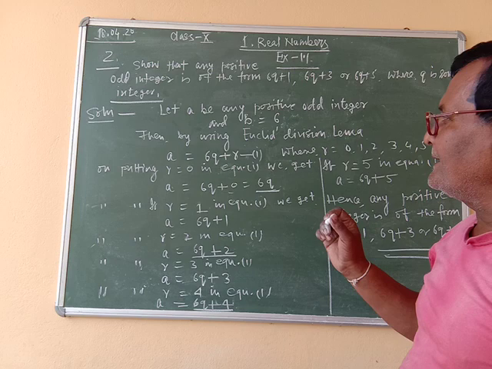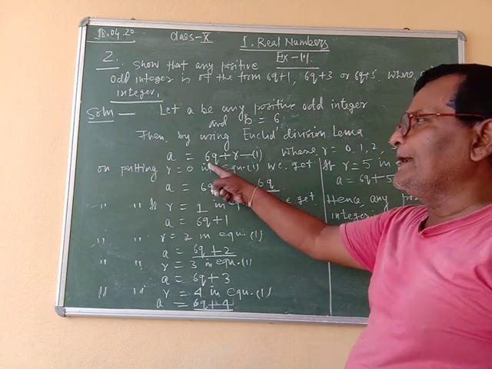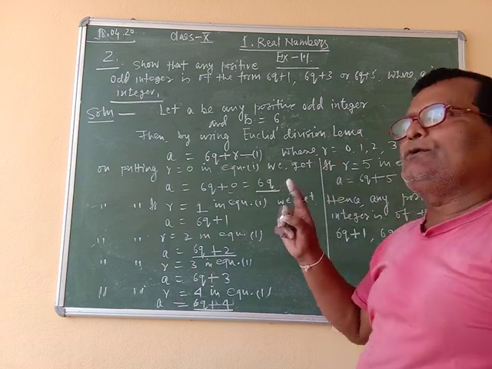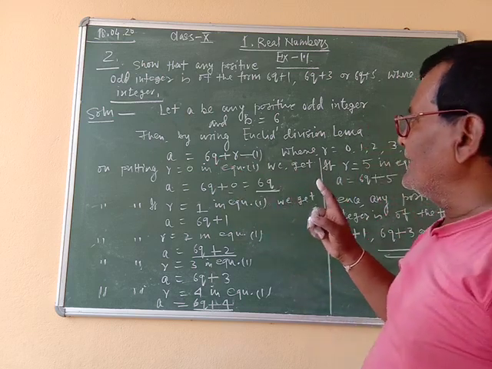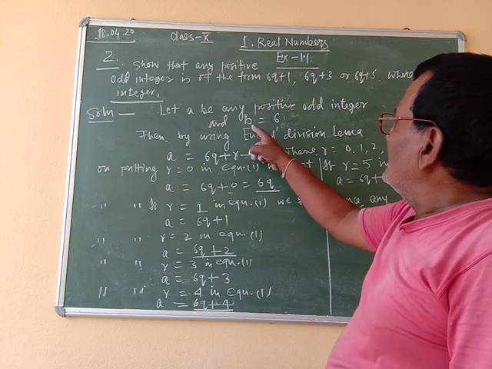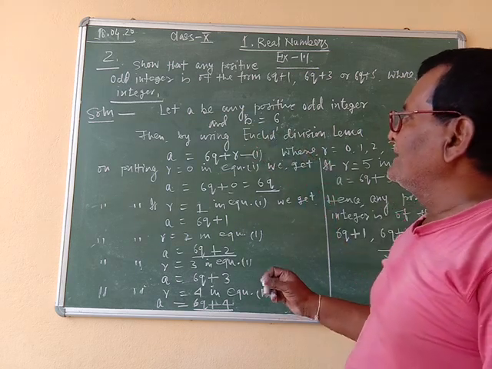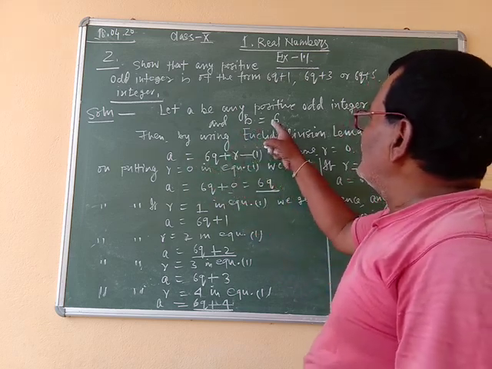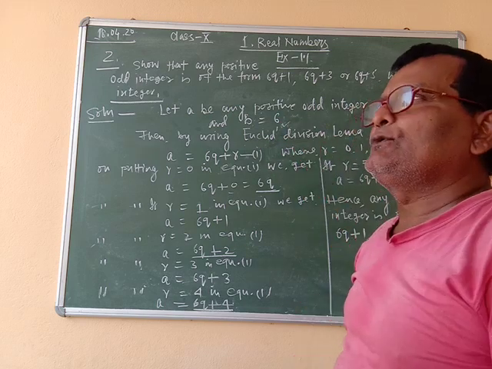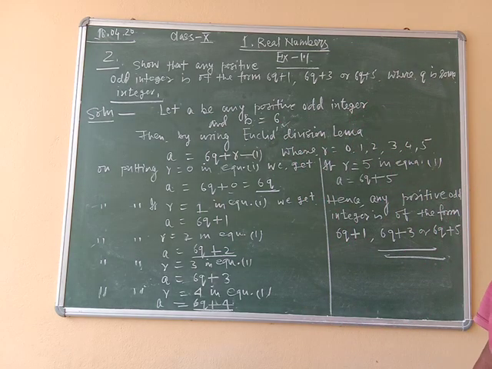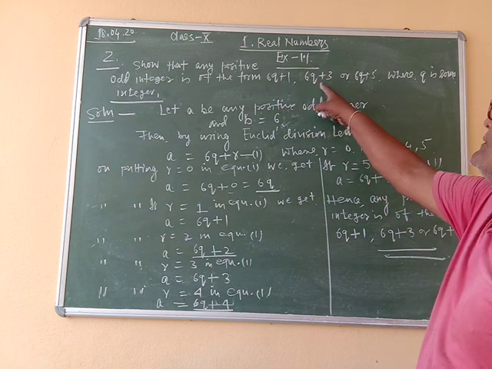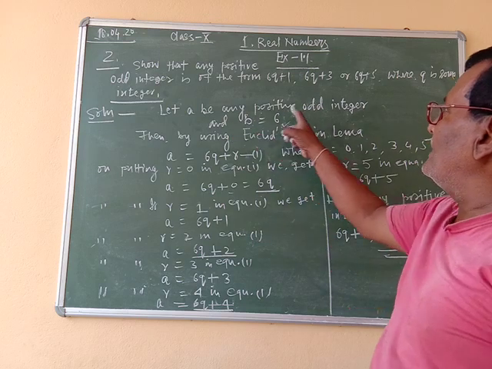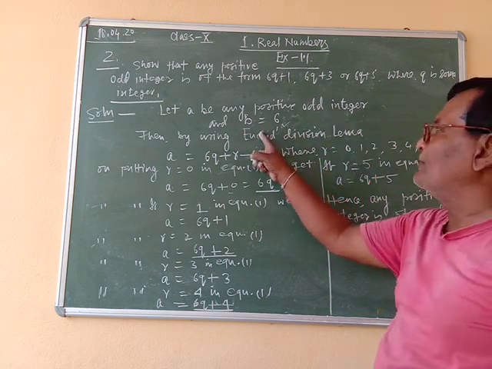If you are given 3 in place of 6, then you take b equal to 3, but I have given b equal to 6, because we have to show that any positive odd integer is of the form 6q plus 1, 6q plus 3 or 6q plus 5. So let us suppose that a is an odd integer and b is equal to 6.